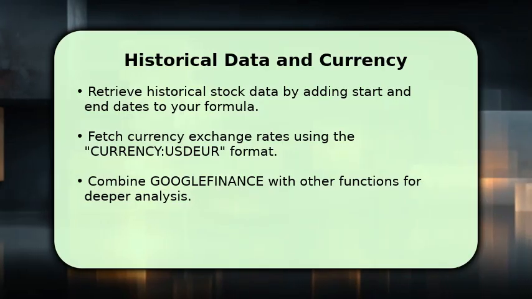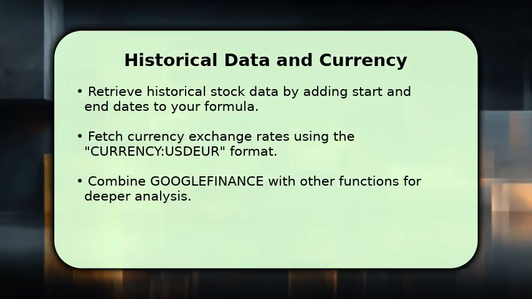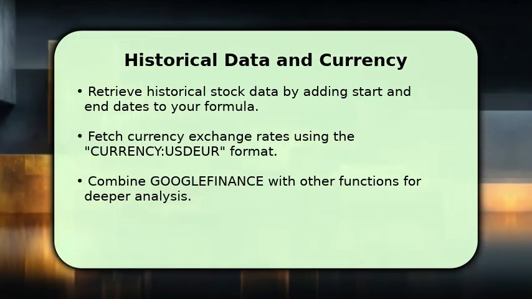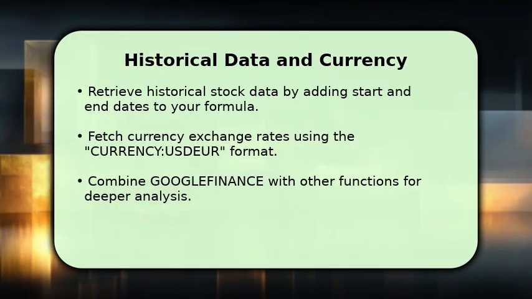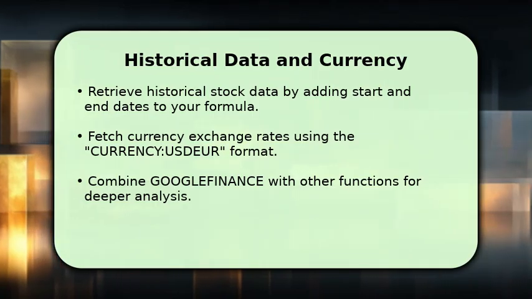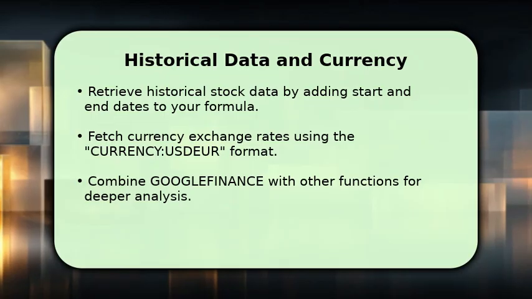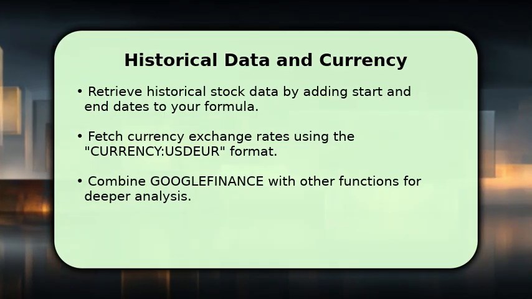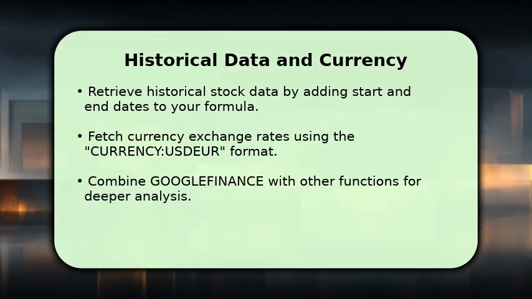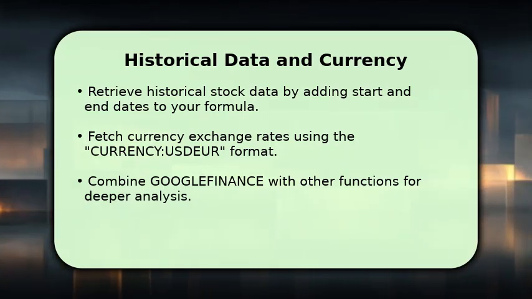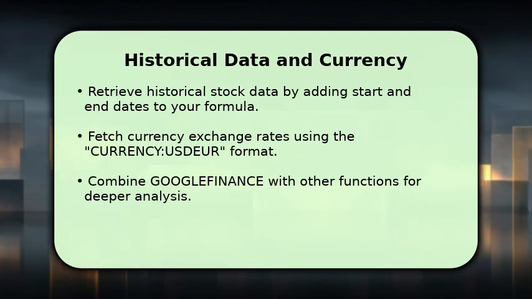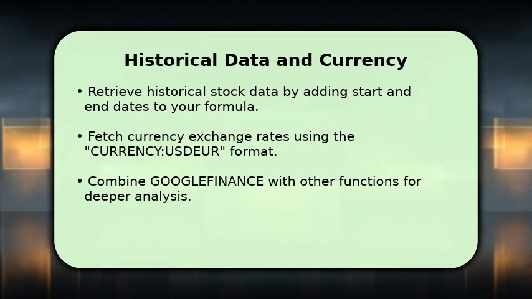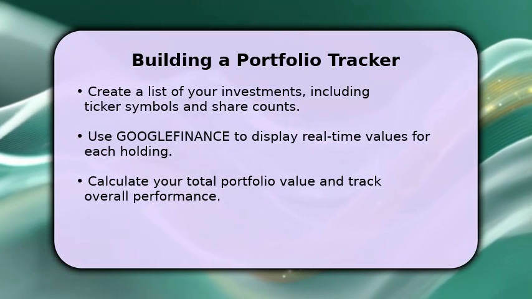Beyond current prices, you can access historical data. Just add start and end dates to your GOOGLEFINANCE function, for example, to see a stock's closing price over a specific period. This function also handles currency conversions. Simply use the format =GOOGLEFINANCE("CURRENCY:USDEUR") to get the exchange rate between the US dollar and the euro. You can combine this with other Google Sheets functions to perform more complex calculations and gain deeper insights into market trends.